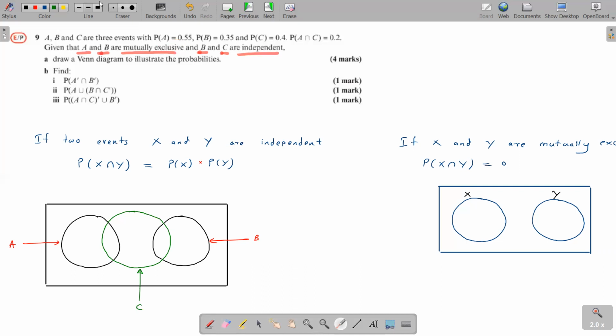Now mark all the regions. After you have a layout of the Venn diagram, you can mark all the information. So I'll name regions A, B, C, D, E, and F. Probability A equals 0.55. Probability A equals 0.55 means the probability at the top. This is 0.55.